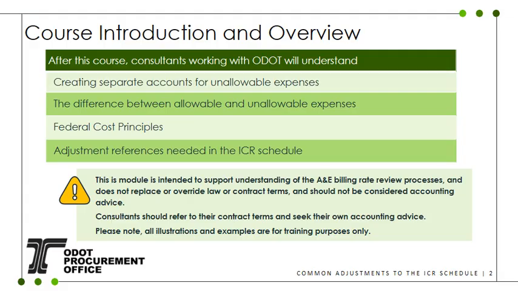In this module, we will discuss the federal regulation associated with the unallowable expense and any directly associated costs and adjustments that can be made when creating your ICR schedule. This includes a review of allowable and unallowable expenses, discussion of federal cost principles, and the FAR references needed when you input adjustments for unallowable expenses into the ICR schedule.